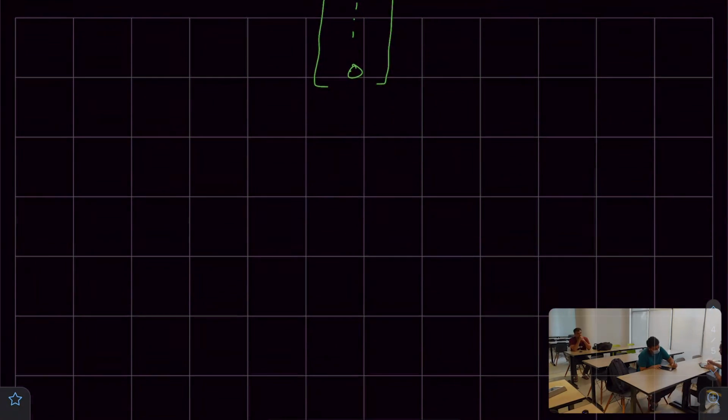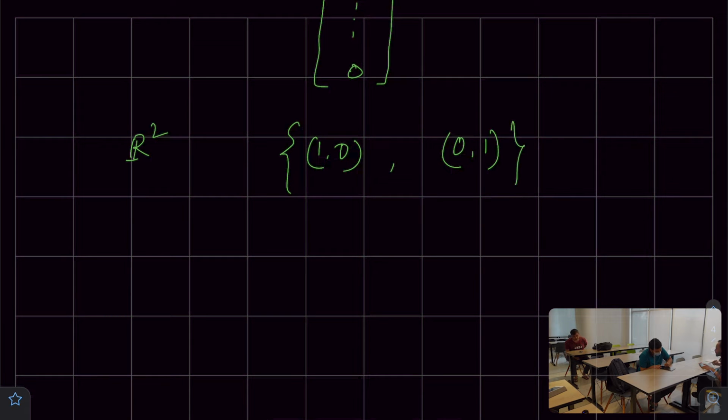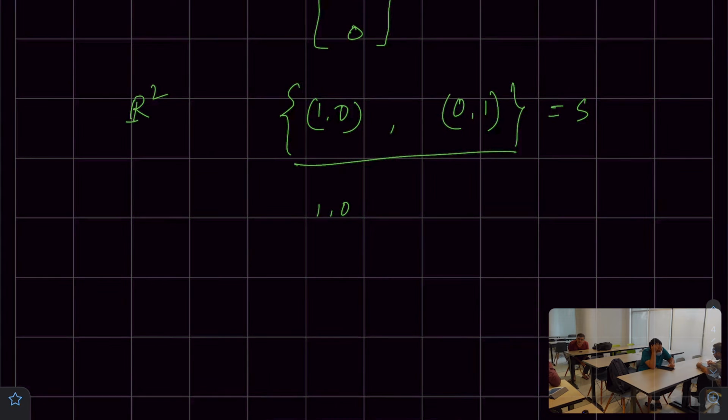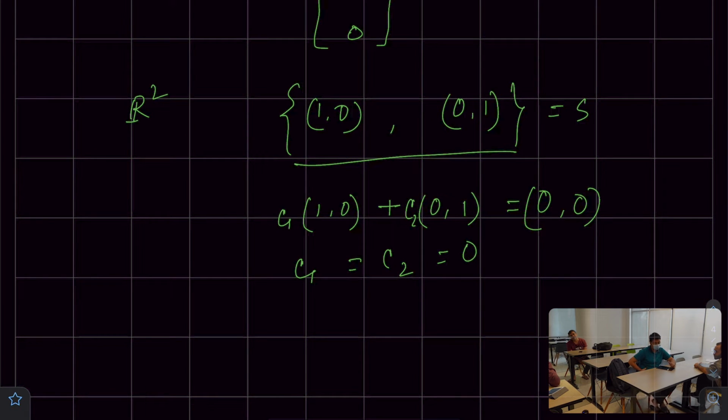Okay, I can give you an example of this. If we consider the vector space R2, there are two basis elements: the first one is 1, 0, and the second one is 0, 1. Why these two? If I consider this set as S, then this is the basis of the vector space R2, because C1 times 1, 0 plus C2 times 0, 1 equal to 0, 0 is only possible if and only if C1 equals C2 equals 0. Otherwise, it is not possible. So it becomes linearly independent.